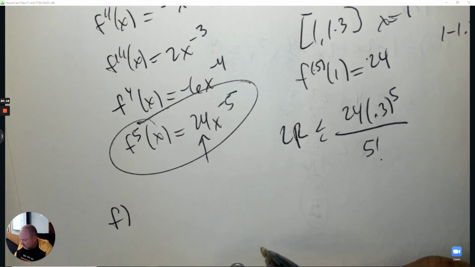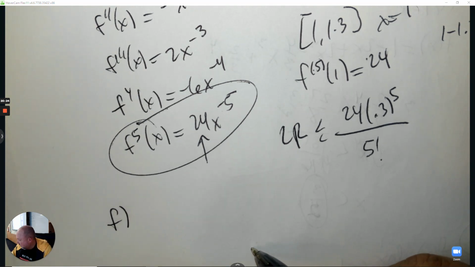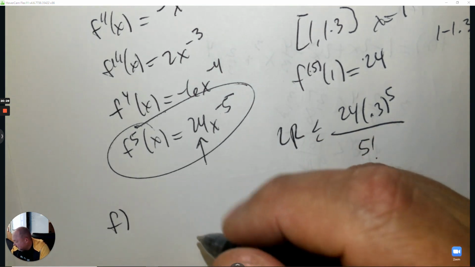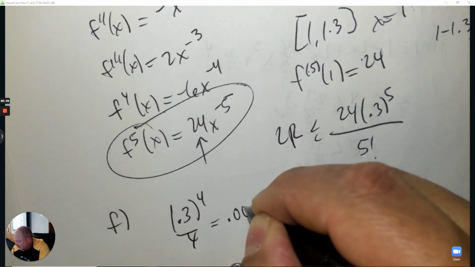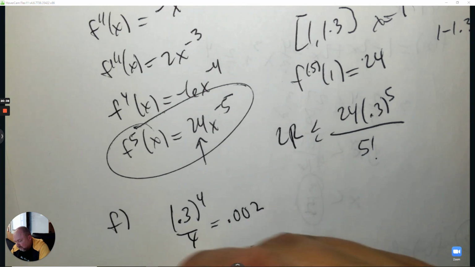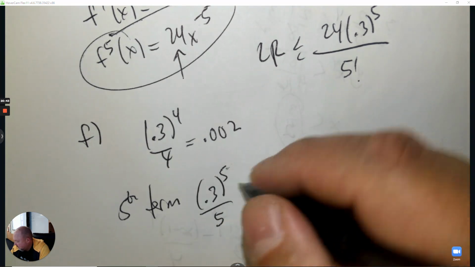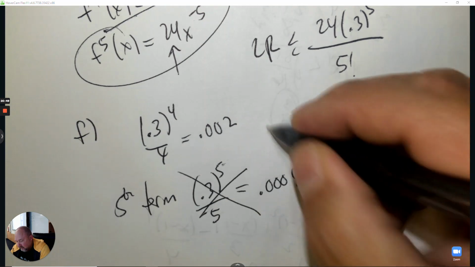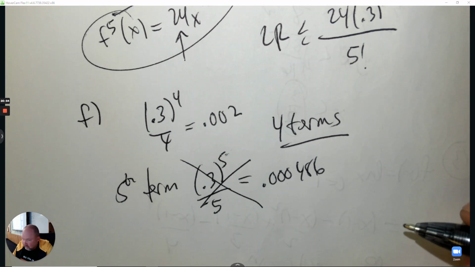What does F say? Find the number of terms from the Taylor polynomial needed to approximate ln 1.3 with an error of less than 0.001. So the fourth term would be this. The fifth term would be 0.3 to the 5 over 5, and that answer is smaller than 0.001. So it would be 4 terms would be the answer. So you keep going until the answer is smaller than 0.001.